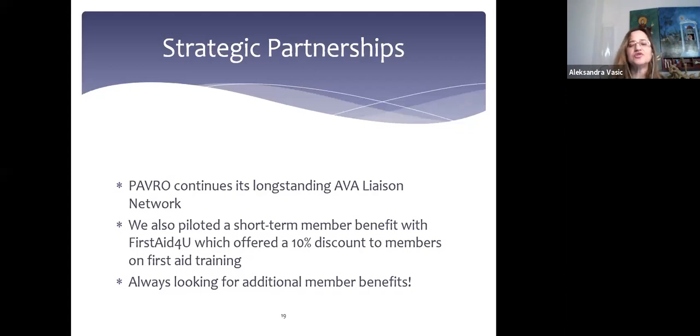They're now offering some new courses, and we'll be announcing that very shortly, including some COVID-related courses for staff. And this discount can be applied not only to the member themselves, but to their colleagues and volunteers. We're always on the lookout for additional member benefits to offer members, so please do let us know if you have any ideas.